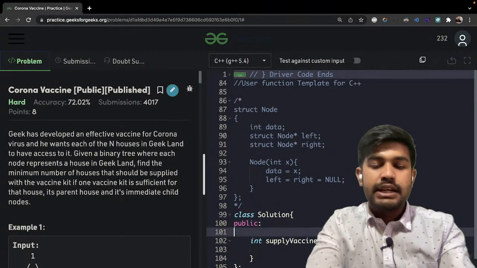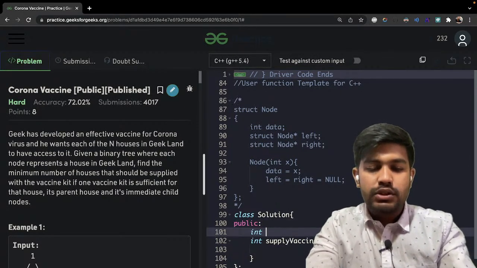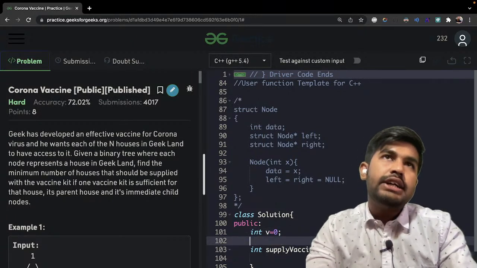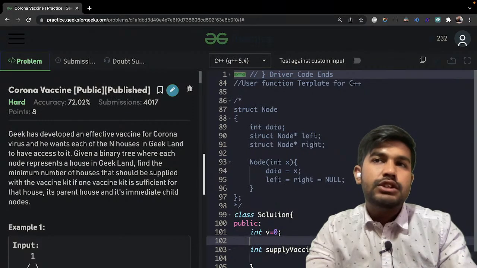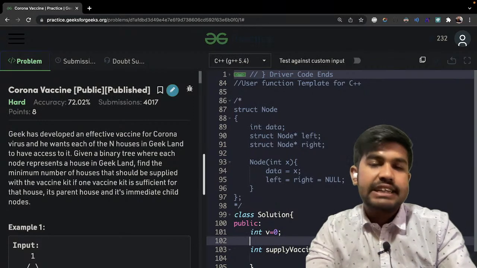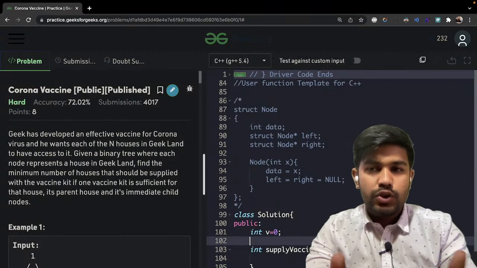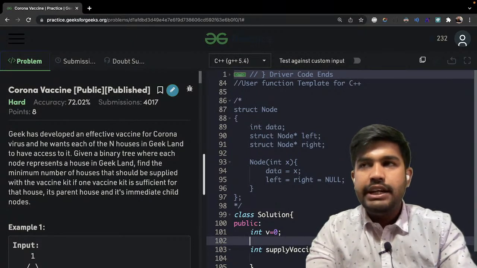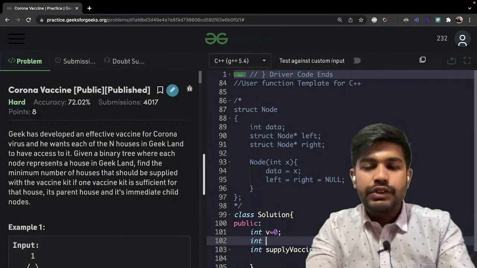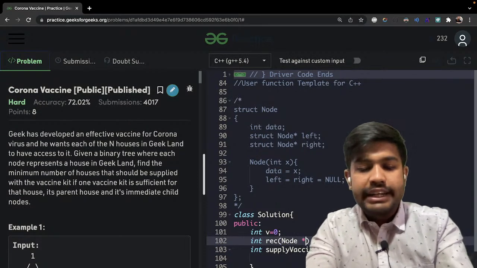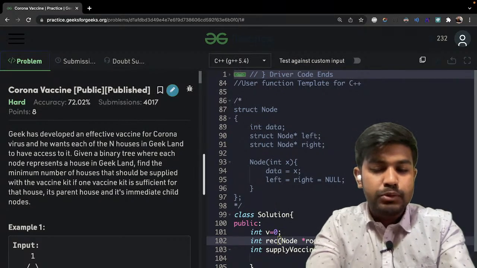So basically let's name it vaccine. Let's name it int v is equals to 0. Then we are returning the number of vaccines. So we are returning whether we need a vaccine or not, or whether we are done with the vaccine or not. To do that, we need to return an integer. And we need the tree to traverse basically most of the time.